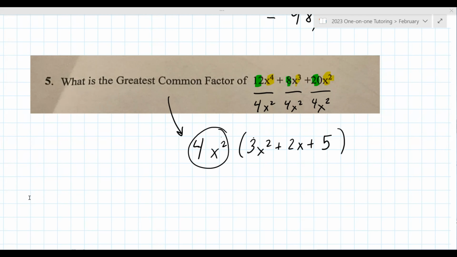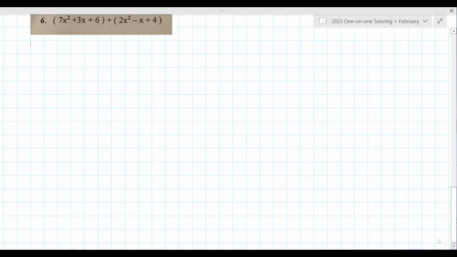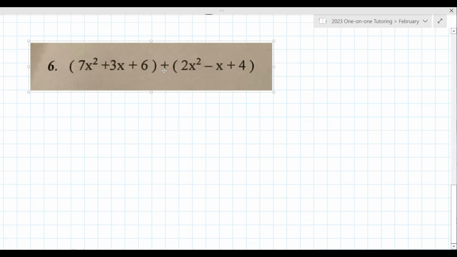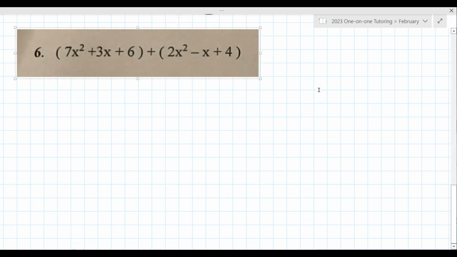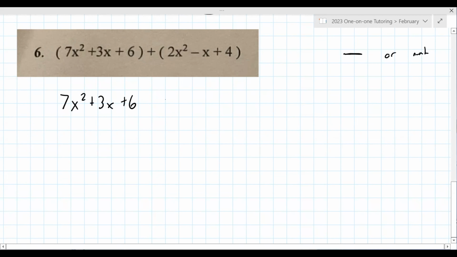All right, go to number 6 now. When you're simplifying here, you're trying to decide, do I need to do anything because there are parentheses? The only time you need to do something with parentheses is if there's a minus or a number in front. There's no minus here. There's no numbers in front, so you can completely drop the parentheses. Like that.